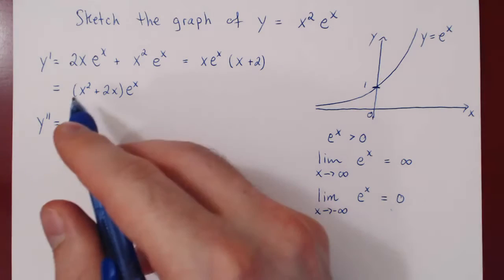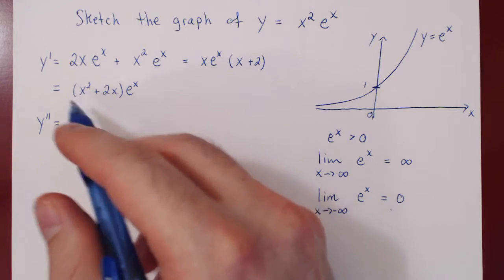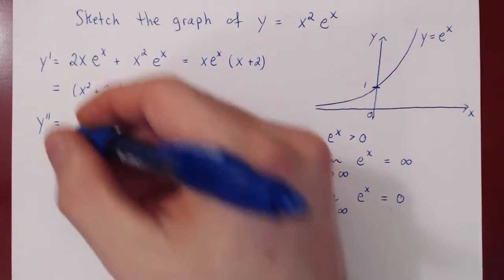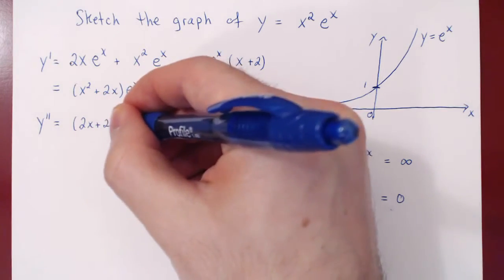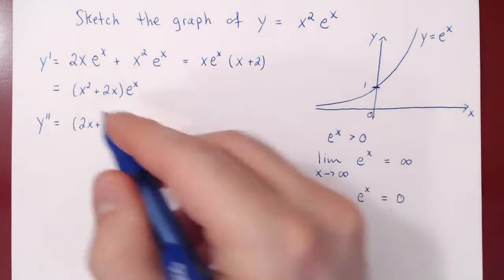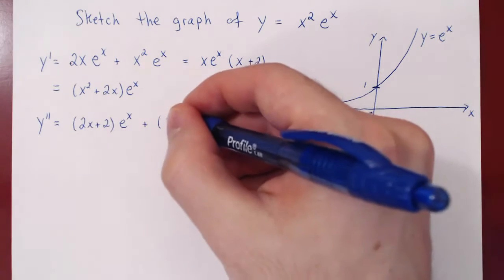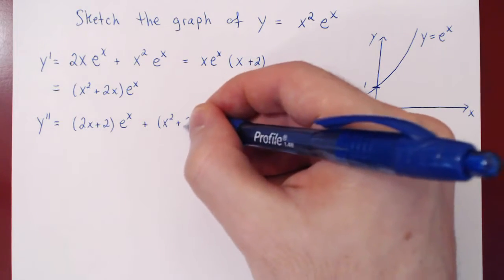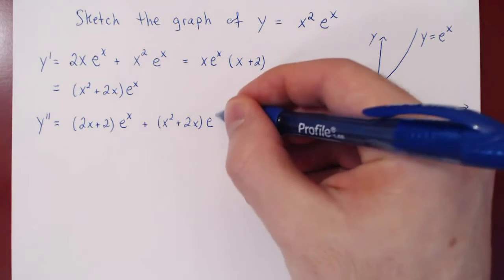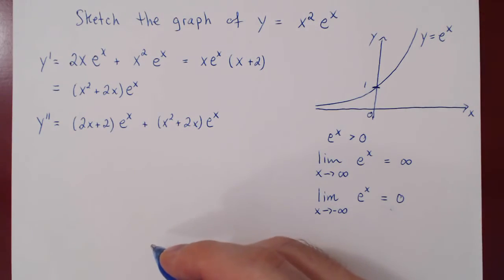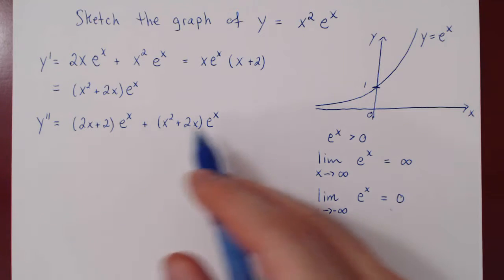Let's differentiate now with a single product rule. Derivative of the first function is 2x plus 2 times the second function e to the x plus the first function x squared plus 2x times the derivative of the second function, which is itself. Well, let's see what we can factor from this.